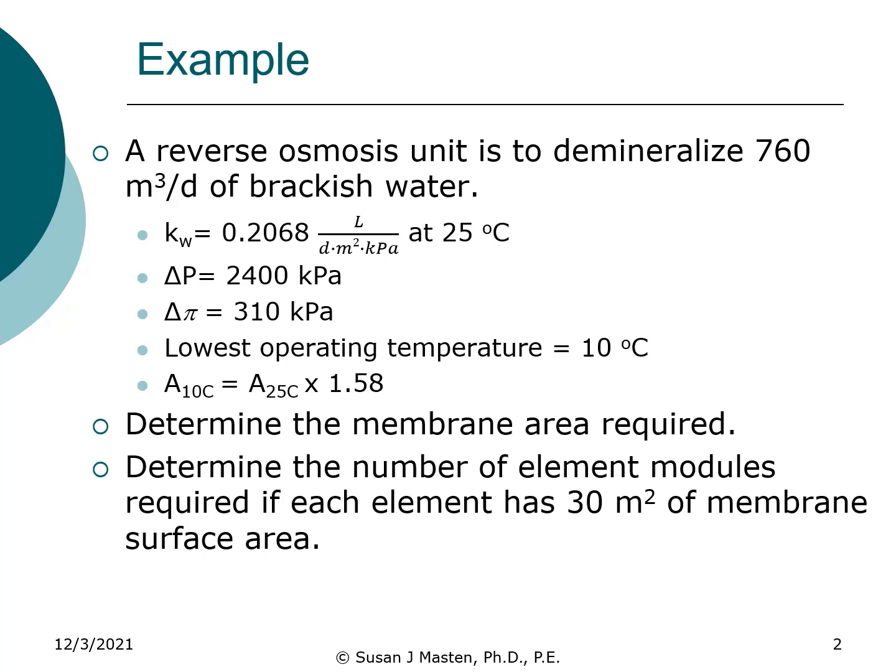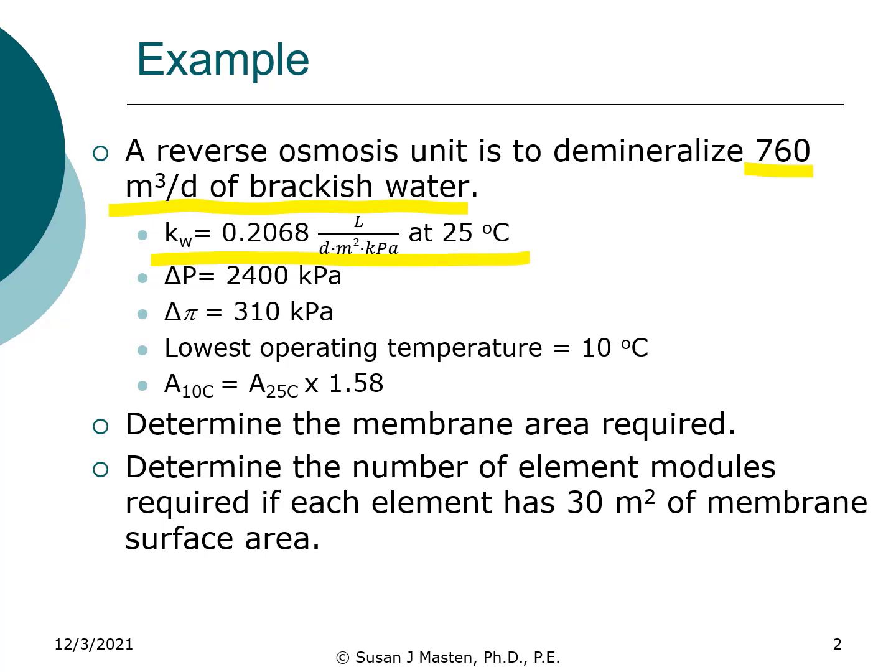Continuing with where we left off on Wednesday, we will do a few additional example problems. So we have an example problem here where we have a reverse osmosis unit and we are to demineralize brackish water at a flow rate of 760 cubic meters per day.